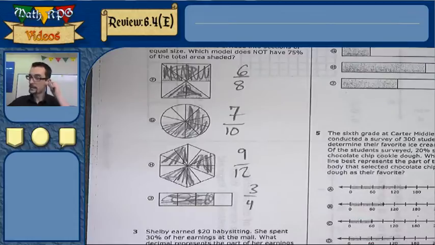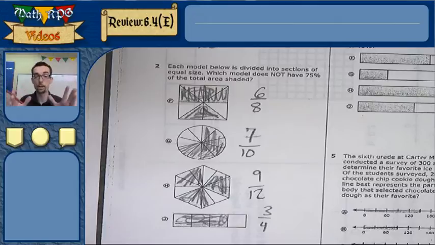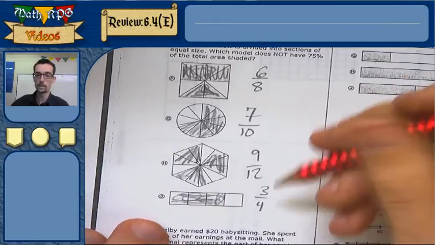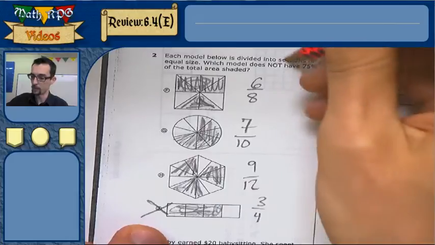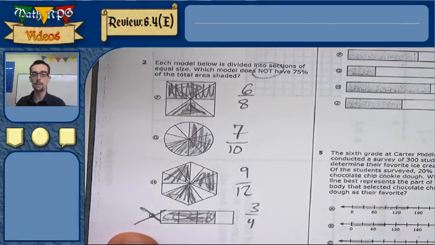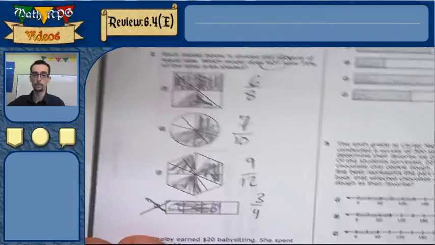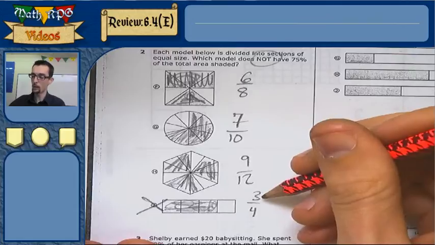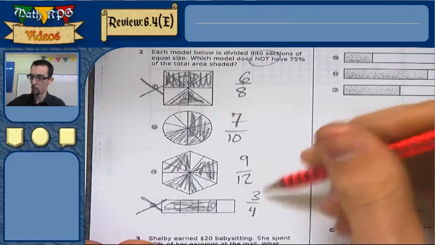Now, I'm looking for the one that is not equal to 75%. And 75%, guys, is one of those benchmark fractions and percents you should have memorized. It also has to do with money. If you have 75 cents, that means you have 3 quarters. That's 3/4, right? So definitely 3/4 is equal to 75%, which means it's not the right answer. We're looking for the one that's not. If I multiply both the numerator and the denominator by 2, I will get 6 over 8, which is this one. So that's definitely not the right answer. They're equivalent fractions.